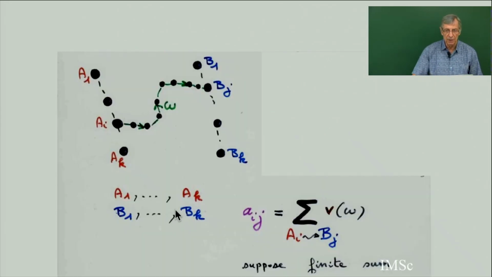The sum: I fix some starting points A1, A2, ..., AK in the set capital S. I fix some heading points, and I am interested in this matrix, Aij, the sum of the weight of all the paths starting from Ai and going to Bj. So this gives me a K by K matrix, and I suppose that this sum is finite, which means that there is no circuit. You are not going to make loops in the path. It's possible, there is an extension of this theorem to any graph, but let's make things more simple.